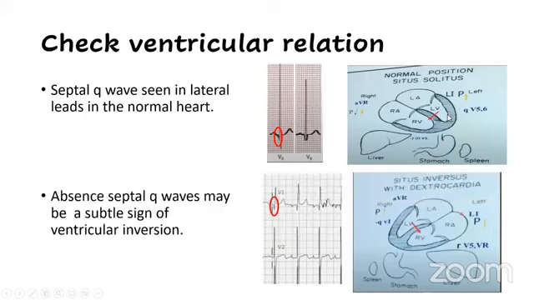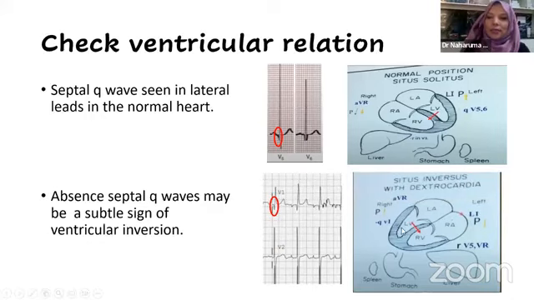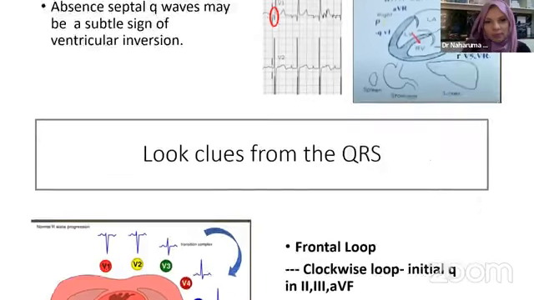So what happens in ventricular inversion? Now the LV goes rightward and the septal depolarization is reversed, and now we will get the Q wave in V1. So absence of the septal Q wave may be a subtle sign of ventricular inversion. This small Q wave tells us the very major thing, that there is ventricular inversion.